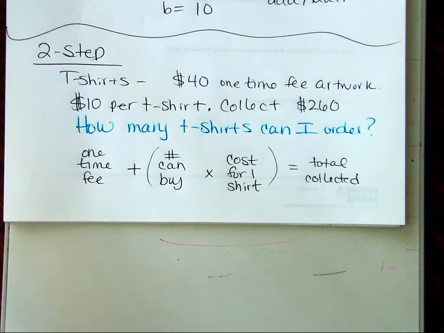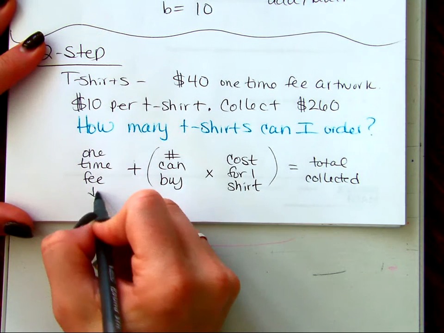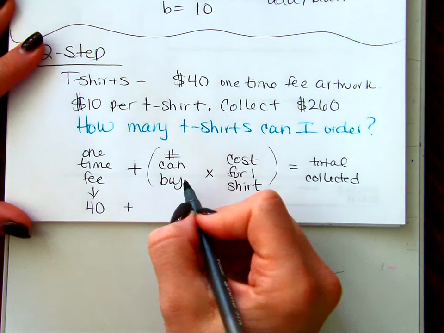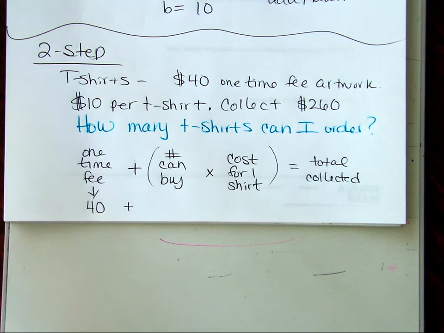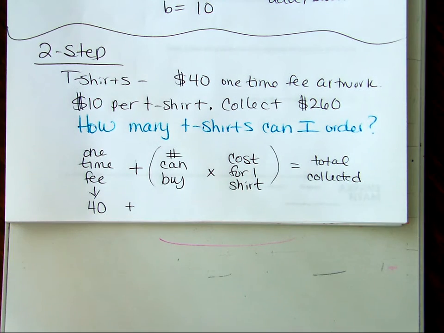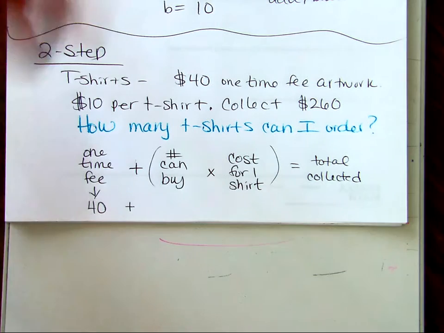So we have our verbal model. My one-time fee is $40. I'm going to add that to the number of shirts that I can buy, which is what I don't know because that's what's in blue. So I'm going to say S for shirts. Sometimes S's look like 5s. So whenever you use a variable that looks like a letter, you just make it cursive. So I probably should have done that with the B.